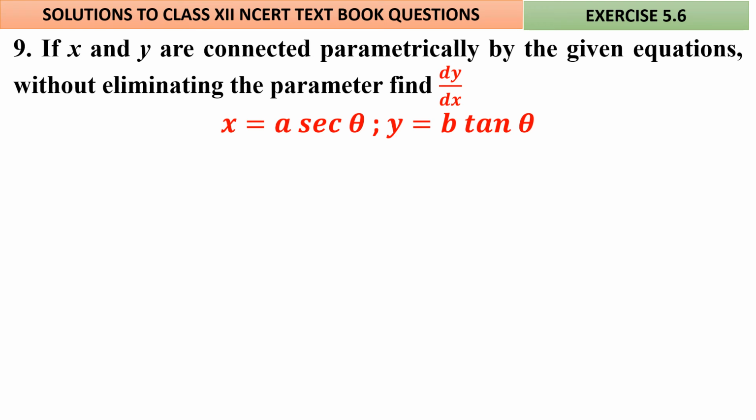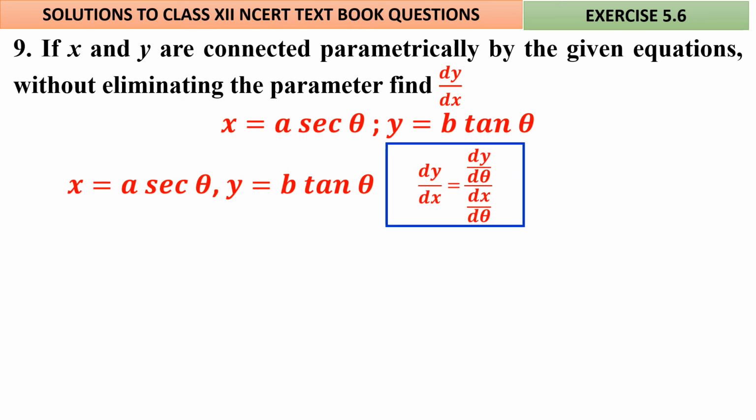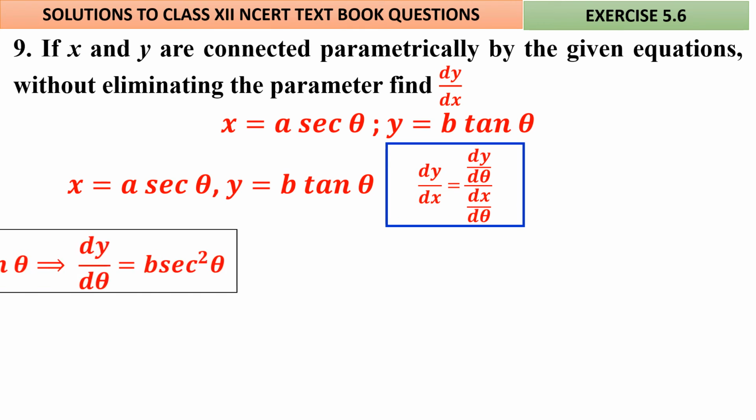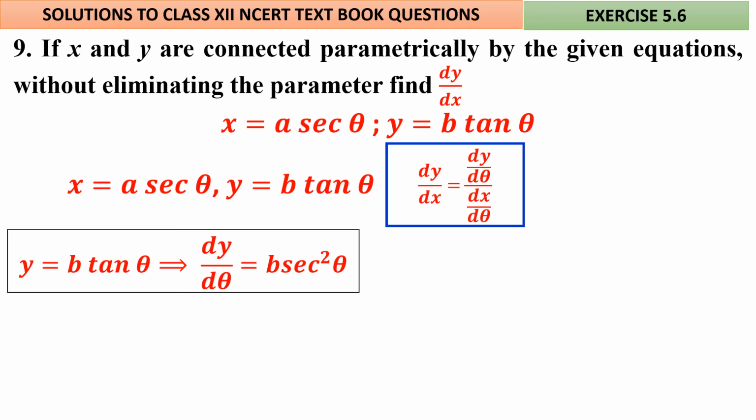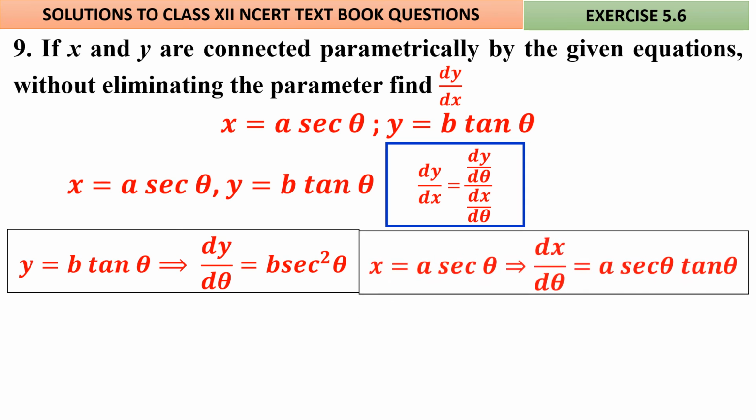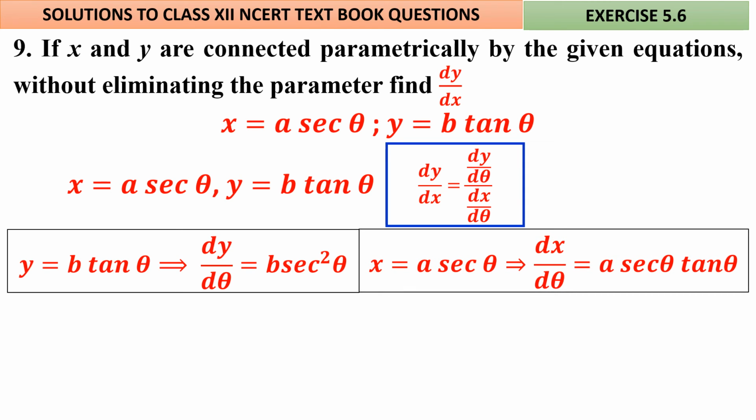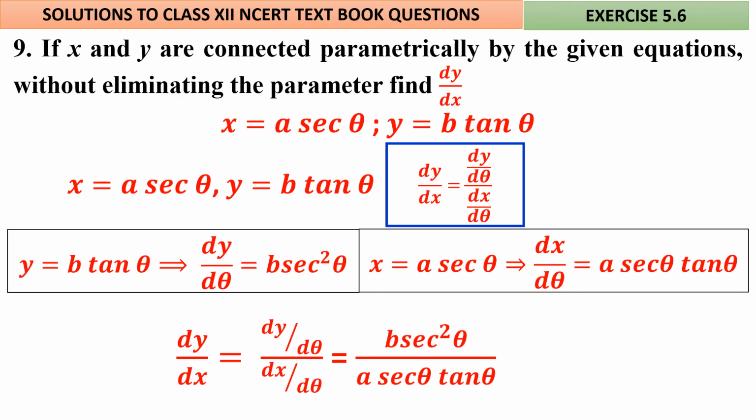We move on to question number 9. Now x and y are connected by this equation. x is equal to a secant theta and y is equal to b tan theta. Therefore, dy by dx is dy by d theta upon dx by d theta. y is very simple, b tan theta, therefore dy by d theta is b into secant square. And x is a secant theta, so dx by d theta is a secant theta tan theta. And do the division: numerator b secant square, denominator a secant theta into tan theta.